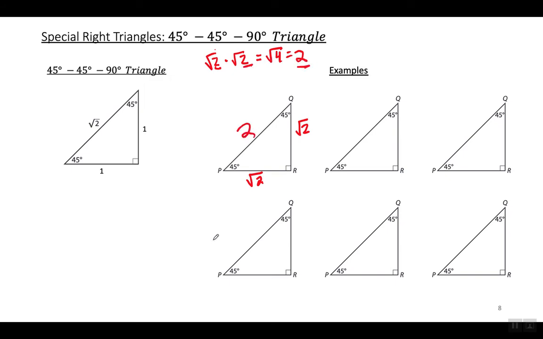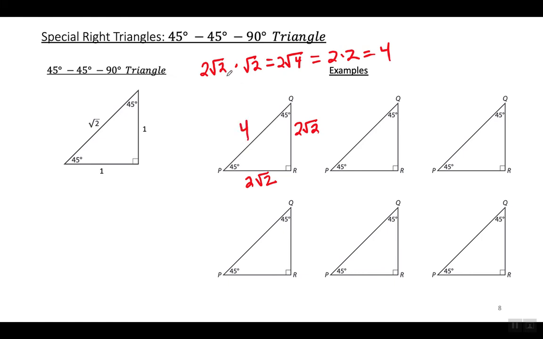So you got that. All right, let's say you got 2 square root of 2 here. So this will be 2 square root of 2. If you multiply this times square root of 2, 2 square root of 2 times square root of 2 will equal 2 square root of 4. The square root of 4 is 2. So long story short, this will be 4. All right, hopefully that made sense to you.